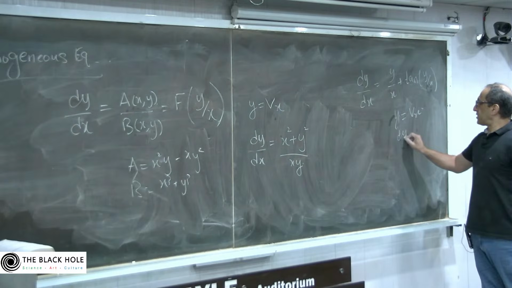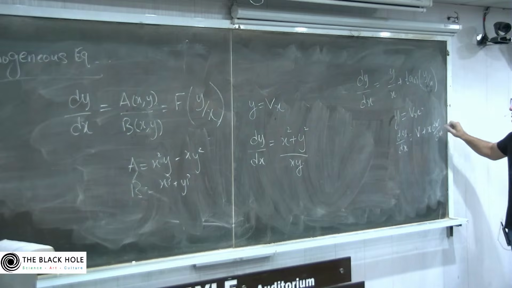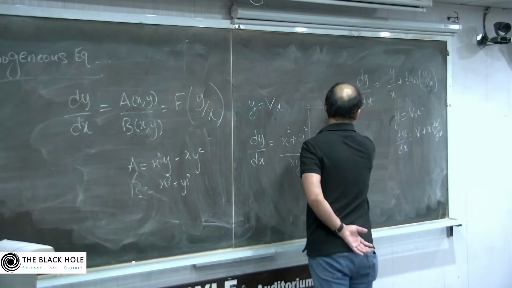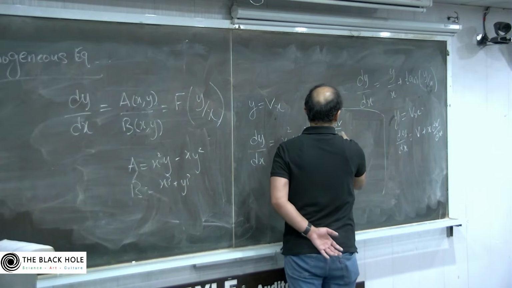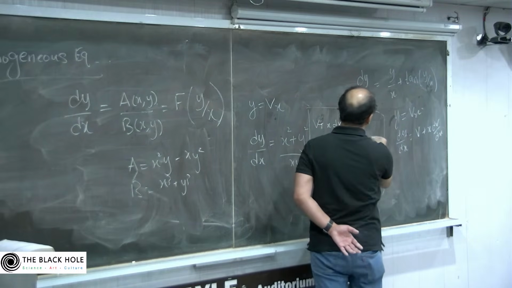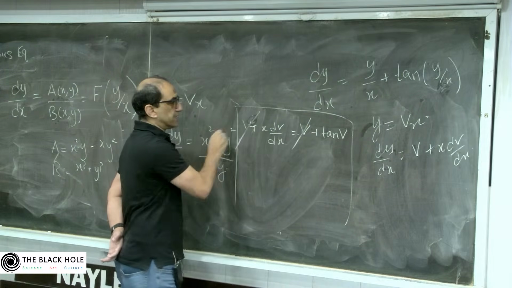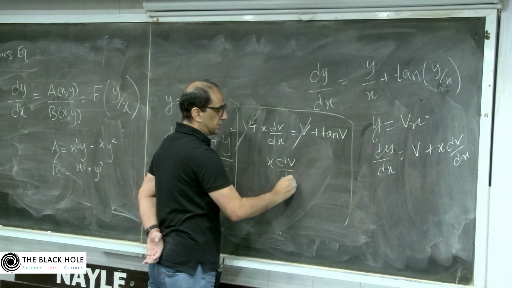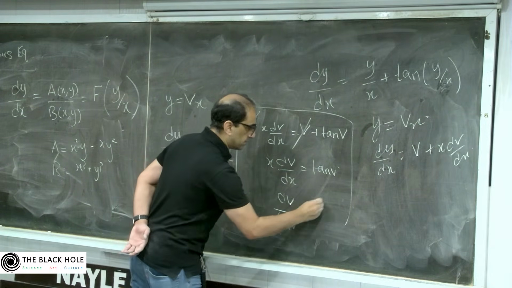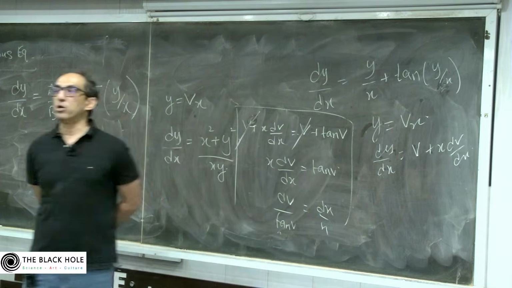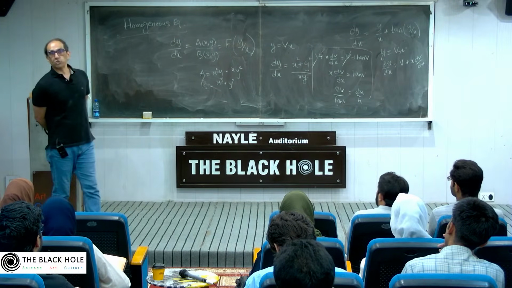So dy by dx will be equal to v plus x dv over dx. Once I plug it in here, I will have v plus x dv by dx is equal to v plus tangent v. The v cancels out, x dv over dx is equal to tangent of v, and now this is in separable form. Lo and behold, as they say. That is what I promised. That is what you get.